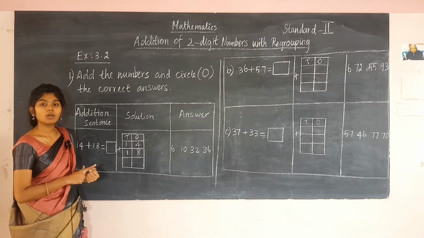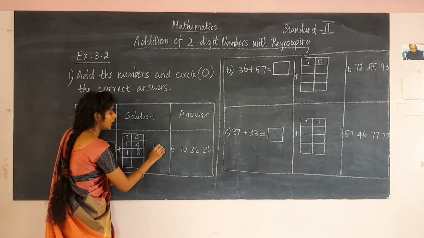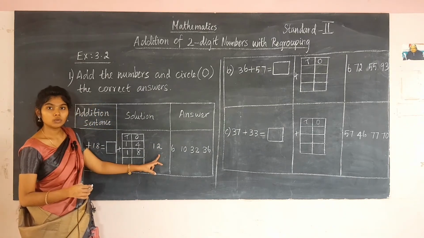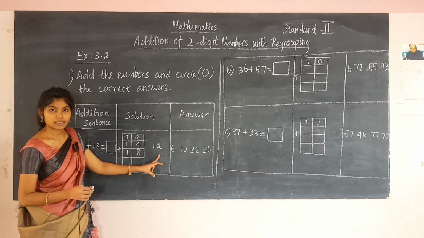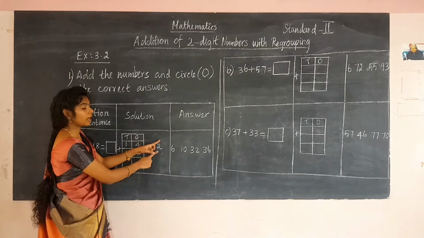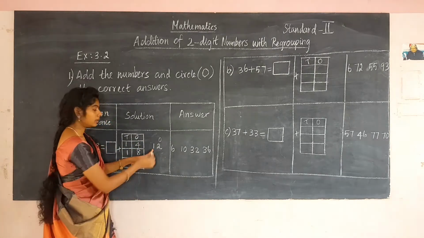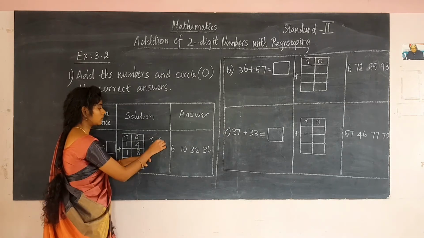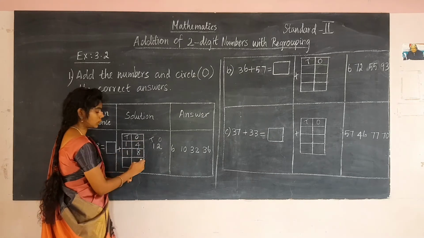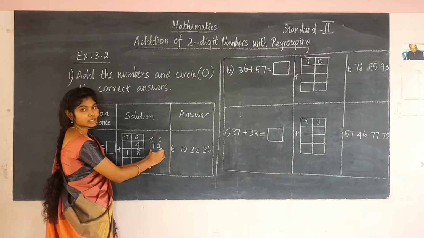What number have you got? 12. So it is a 2-digit number. So you are writing 12 outside. Now what do you have to do? Have to give places. Where you have found the ones place, have to write from ones. 2 in the ones place and 1 in the tens place. So 12 you have to write outside because it is a 2-digit number.